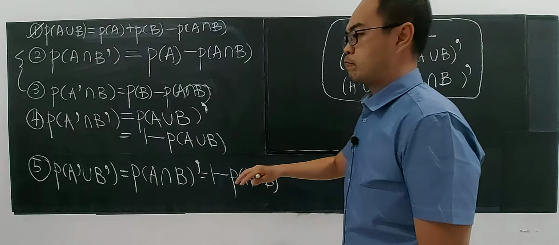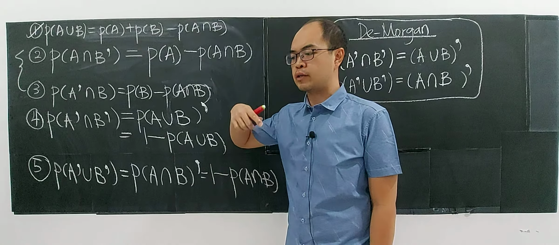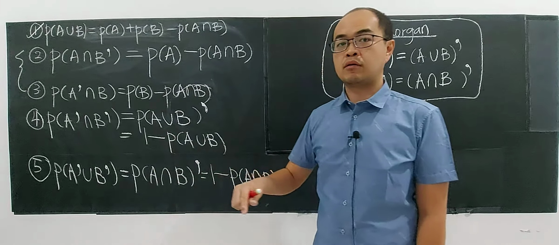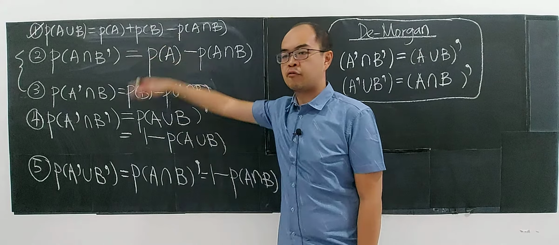So this is the first video for the list of formulas. I'm going to go for the second video about conditional probability, which needs the help of these formulas.